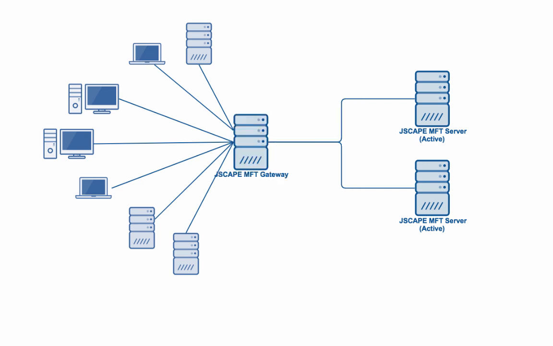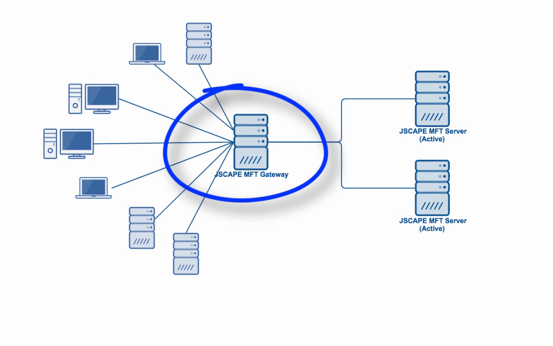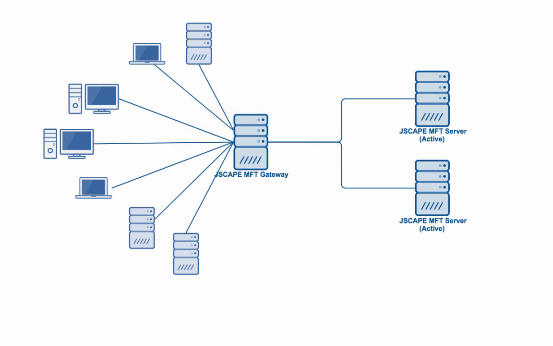The second product is JSCAPE MFT Gateway, a server application that functions both as a reverse proxy and a load balancer. It can provide the load balancing function in an active-active configuration. MFT Gateway supports multiple load balancing algorithms including round-robin, weighted round-robin, random, least connections, and weighted least connections.